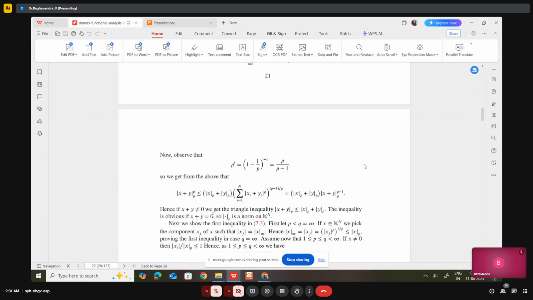The triangle inequality is what is used. The inequality is obvious if x plus y is 0. So the norm of x plus y is less than or equal to the norm of x plus the norm of y, as required. I hope it is clear to you.